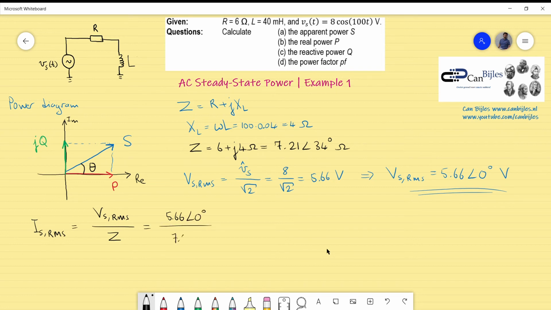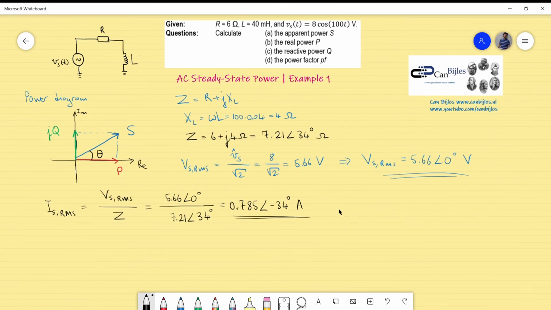as you can see, which is better if I write it down in polar notation for Z, so it is 7.21 phase 34, and if you calculate this correctly you will get 785 phase minus 34 degrees amperes, or milliamperes, or you can also leave it as amperes. So you will have the following expression for the supply current.